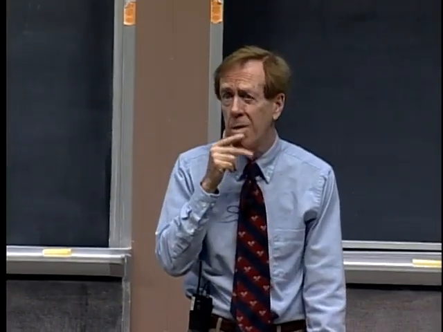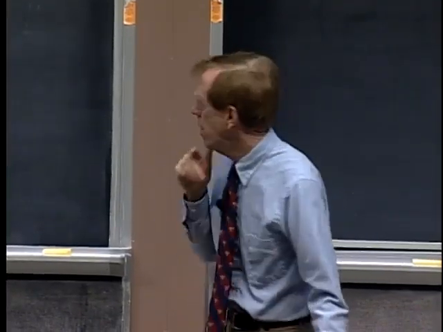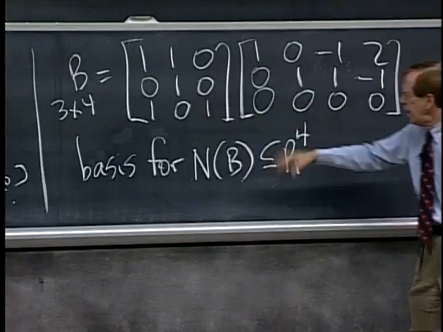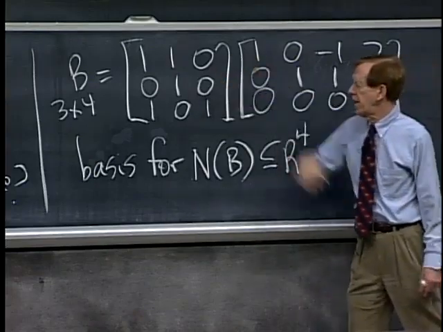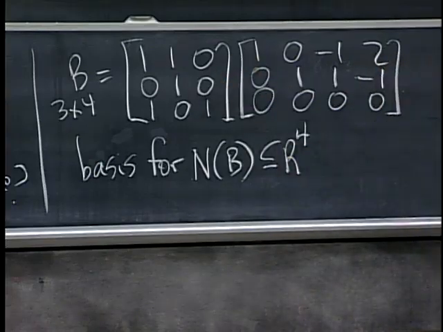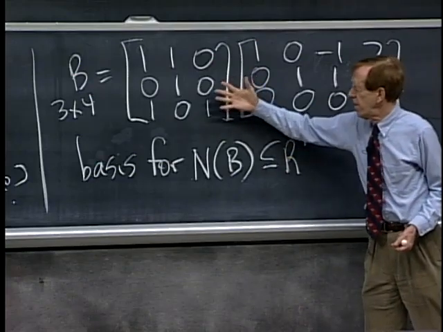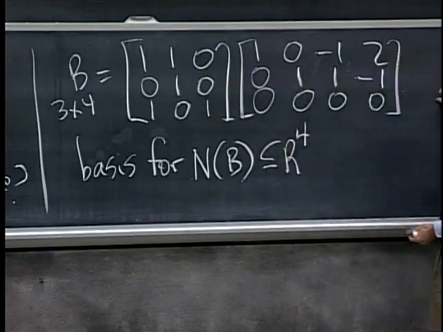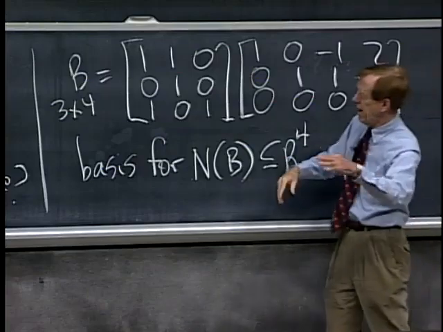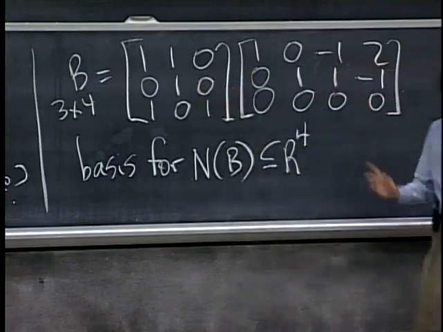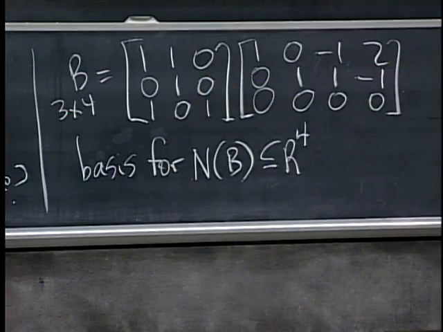I think so. If Bx is 0, then multiplying by that guy, I'll still have 0. But also, if this times some x gives 0, I could always multiply on the left by the inverse of that, because it is invertible. And I would discover that this times the x is 0.